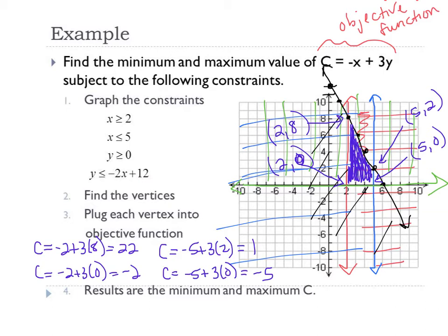And so then it wants the maximum and the minimum values. So my maximum is actually 22, and my minimum is negative 5. And we could say that occurred at 5, 0, and 2, 8. But we just want those values there. Okay, so now that we've done one, next one will go faster.